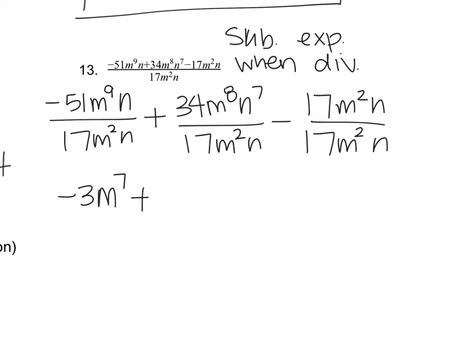Then we're going to have plus 34 divided by 17 is going to be 2. M to the 8th over m squared is going to give us m to the 6th. Then n to the 7th over n is going to give us n to the 6th. For our last term, we're going to have minus, then 17 divided by 17, which is 1. And then m squared over m squared is going to cancel, and n over n is going to cancel as well. So we're just left with 1. We do still have to put something there for that third term because we did 3 different divisions. We have to have 3 terms in our final answer.